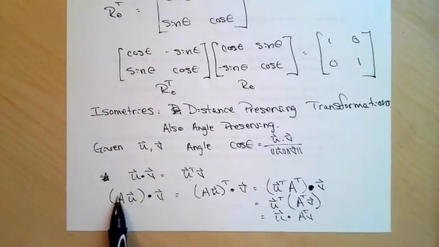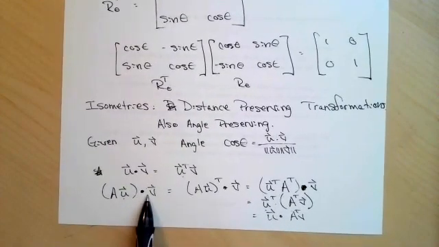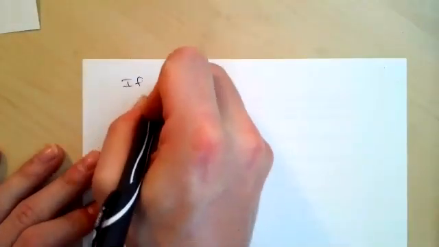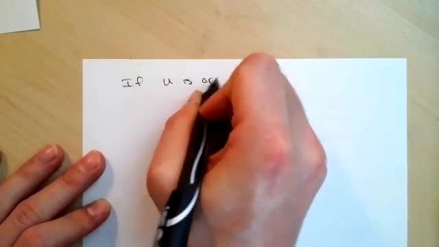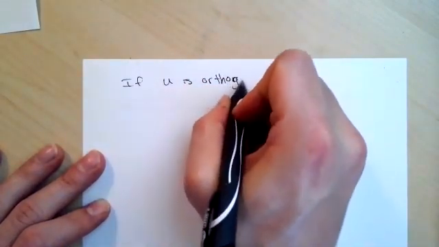applying a matrix to a vector inside of an inner product would be the same as applying the transpose of the matrix on the other vector in the inner product. And what is this going to mean for orthogonal matrices?